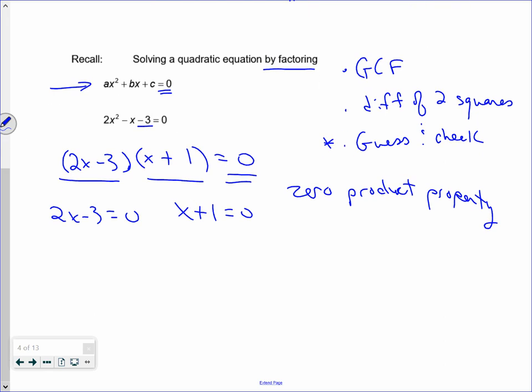Do a little work, add 3, divide by 2. We get 3 halves, and this one subtract 1, and we get -1. So that's solved by factoring. Okay? Those of you who have your quadratic formula program in your calculator might hit pause for just a second and try your program with A equals 2, B equals -1, and C equals -3, and double check that you get the right answer. You could also have solved this by using the quadratic formula. Okay, that would work fine.